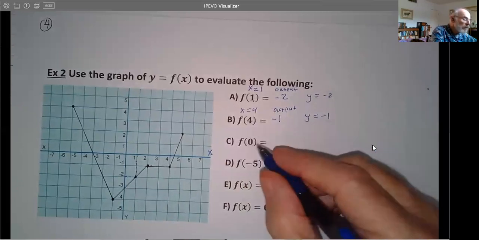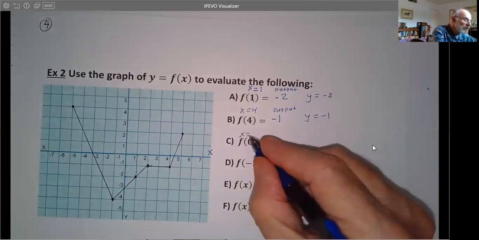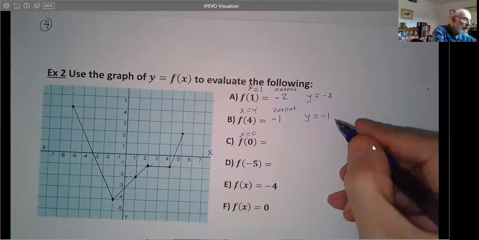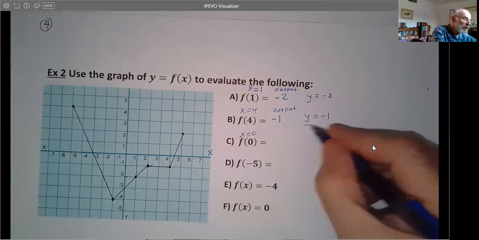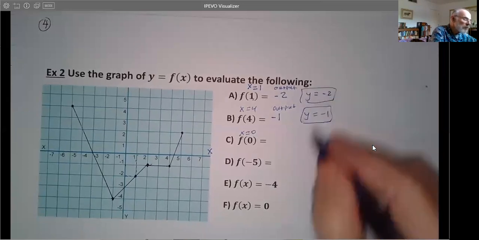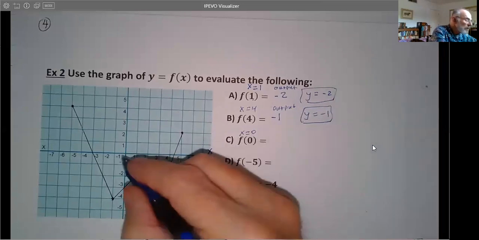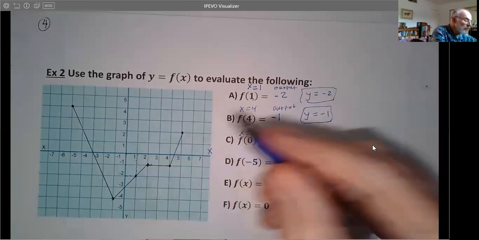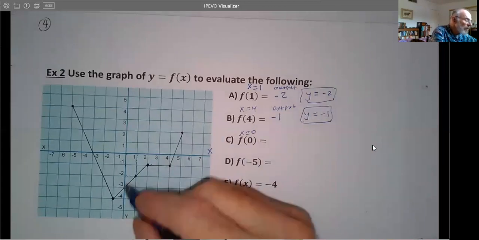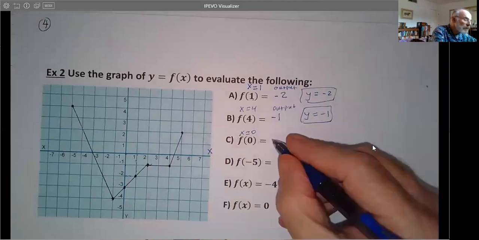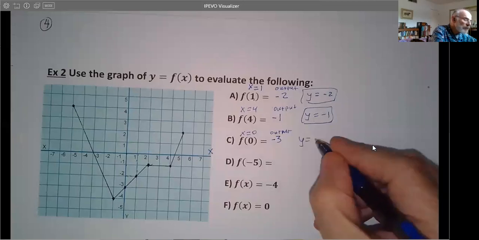And so then over here, f is 0. So that means x equals 0. So they want to find out what the output or y is. By the way, these are your answers up here. So I'm just going to put circles around them. So if x is 0, well, here on the x-axis, x would be 0 right here. So going down, it looks like the y is going to be -3. Okay. So that's your output. So y equals -3.